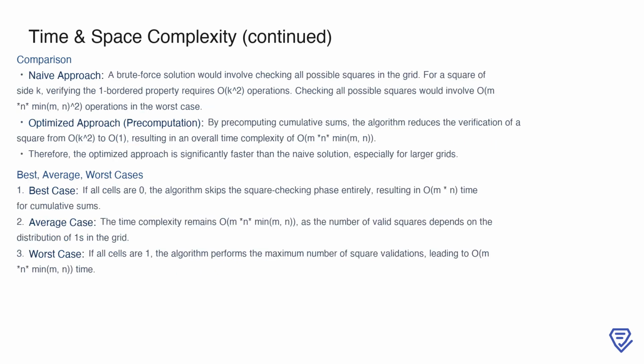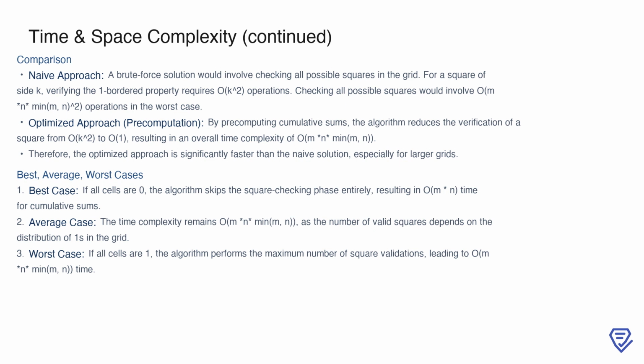To better understand the efficiency of the optimized approach, let's compare it to a naive solution. A brute force method would involve checking every possible square in the grid, and for a square of side length k, verifying the one-bordered property would take O(k^2) operations. When extended to all grid cells, this results in a worst-case time complexity of O(m*n*min(m, n)^2). On the other hand, the optimized approach uses pre-computed cumulative sums to reduce the square verification step to O(1). This improvement brings the overall time complexity down to O(m*n*min(m, n)), which is significantly faster, particularly for larger grids.